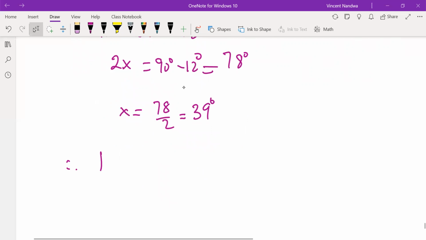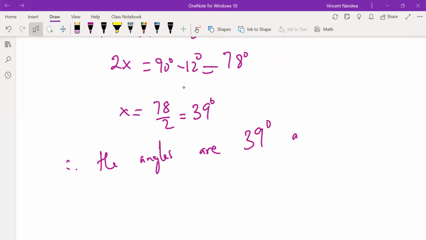So therefore, the angles are 51 degrees and 90 minus 51, which is 39 degrees.